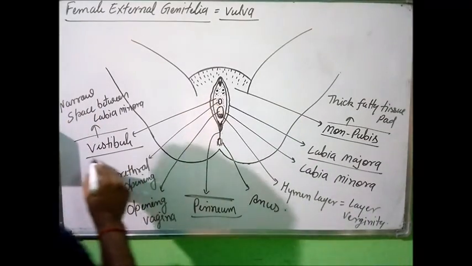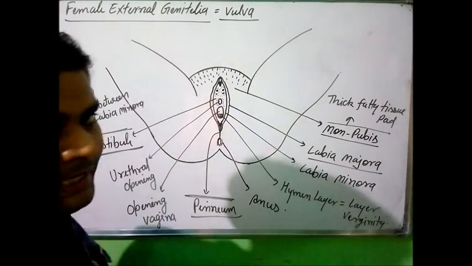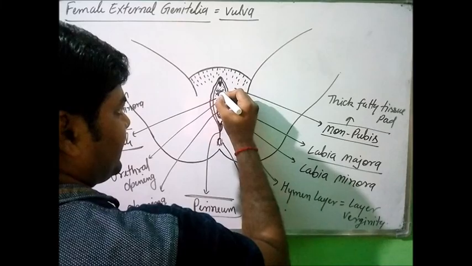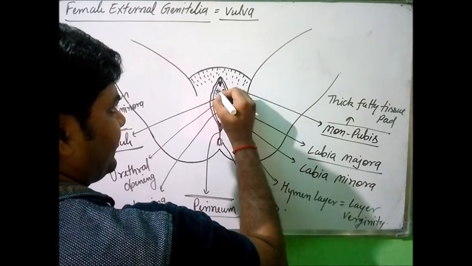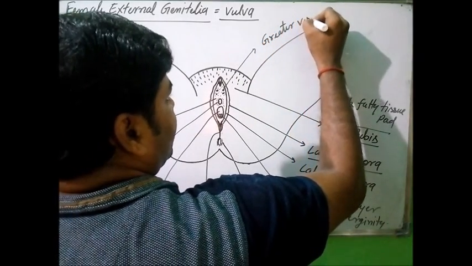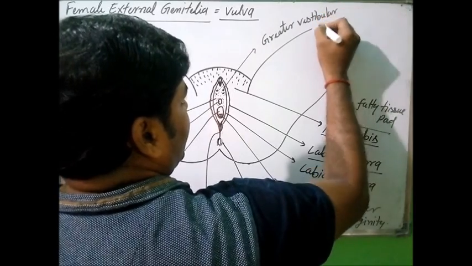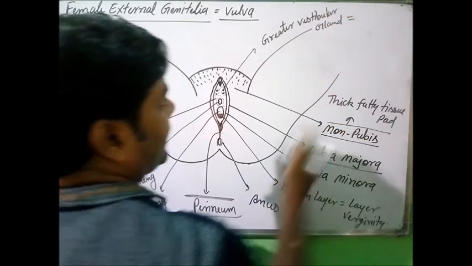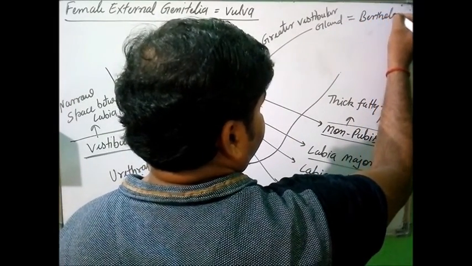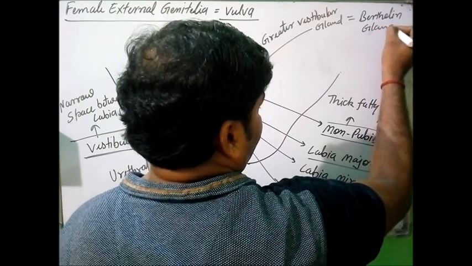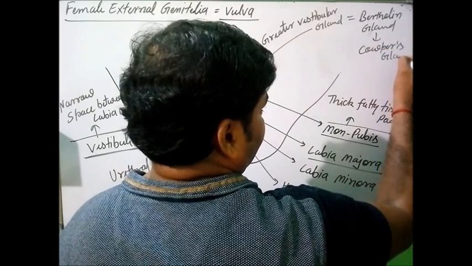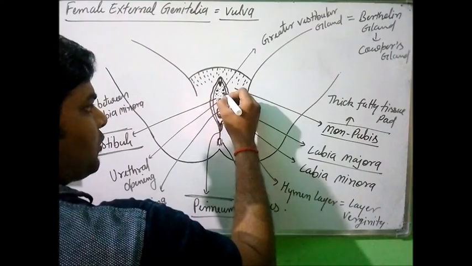Okay, now inside this vestibule we are also getting the female accessory glands. So some of the female accessory glands which are a little bit larger in size I have made here. So these are called greater vestibular glands. I have told you greater vestibular gland is also called Bartholin gland, and it is homologous to male Cowper gland. Okay, then small projections are also there.